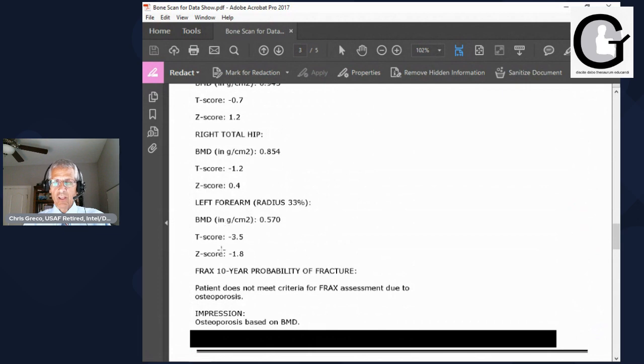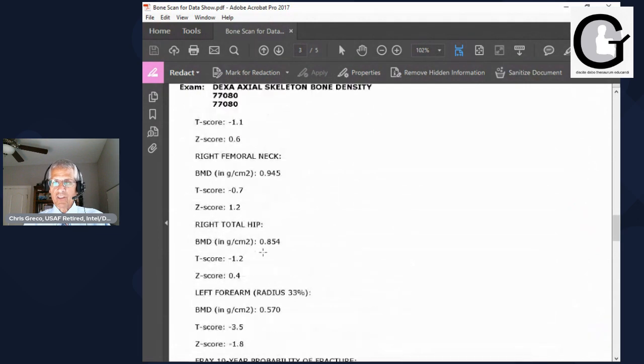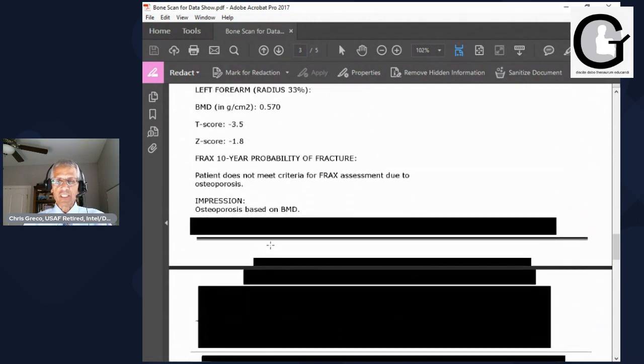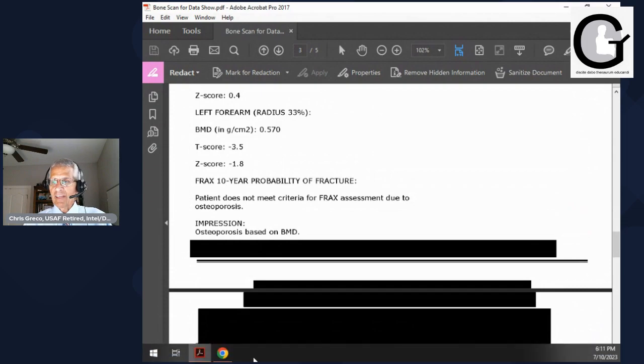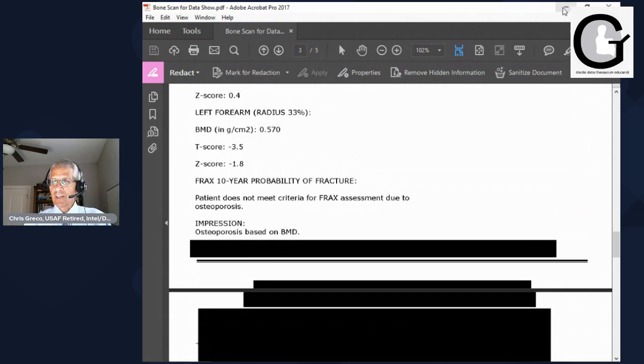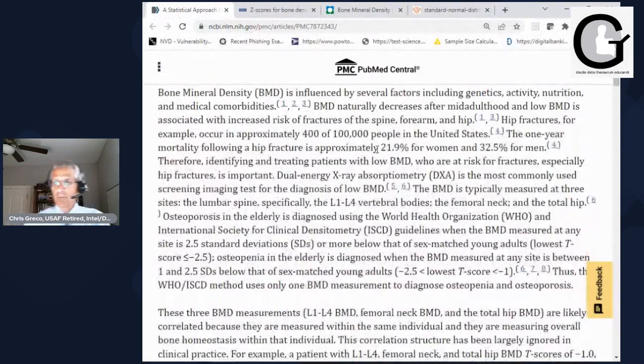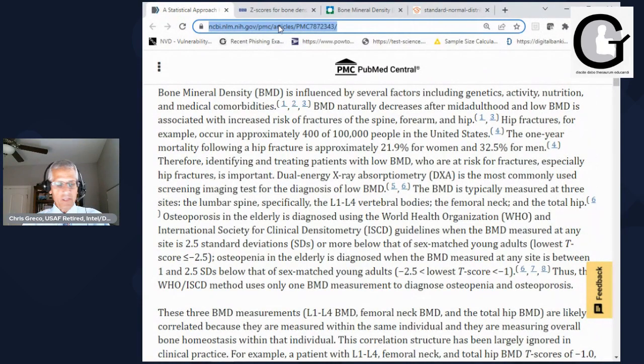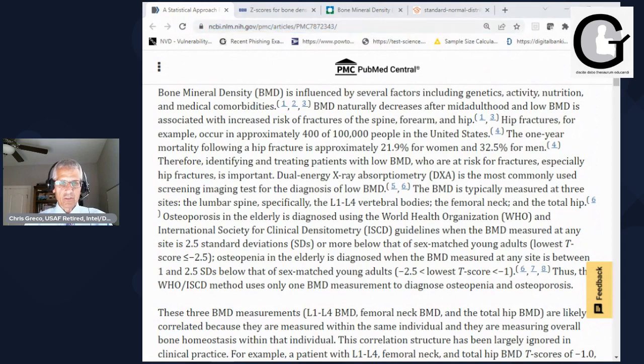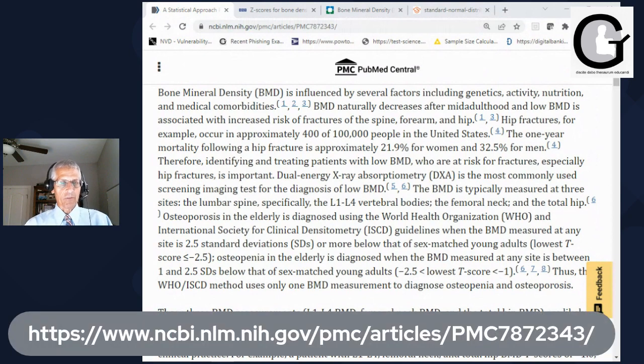And it's also one of the lowest Z scores too. So you can see that. Interestingly enough, when I took a look at this, it says bone mineral density, and you can read this entire thing. In fact, let me give you the actual reference here so that you can look it up if you want to.